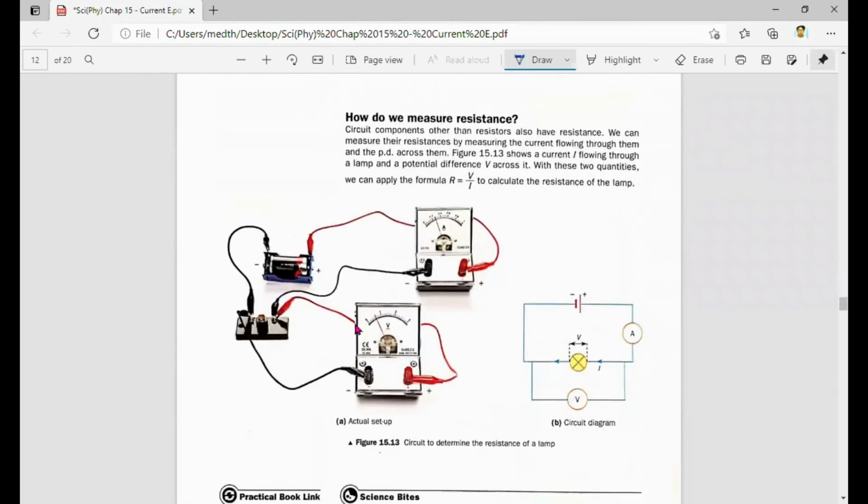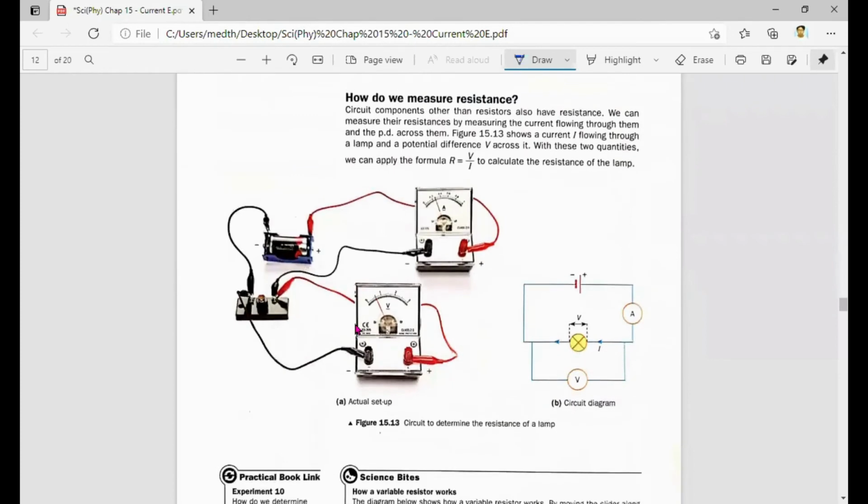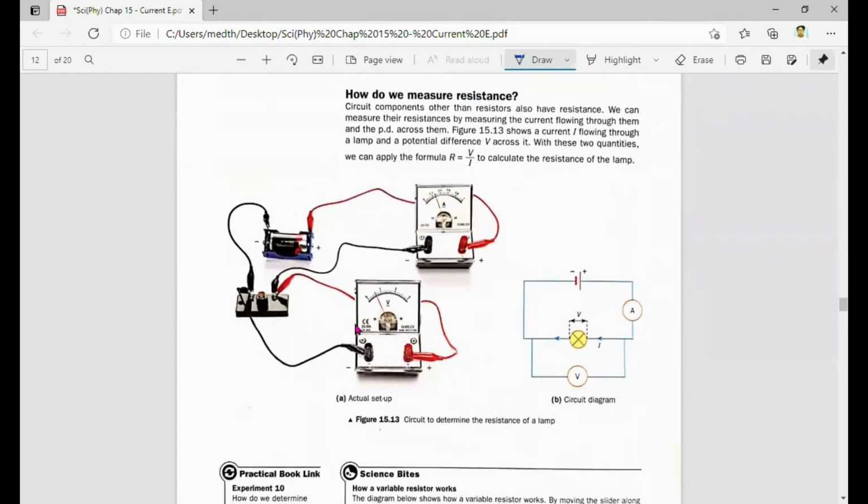Next, how do we measure resistance? Generally, you don't. I mean, technology-wise now it's so good, right? You can just have what we call an ohm meter. What it does is measure resistance. So you can directly measure the resistance.